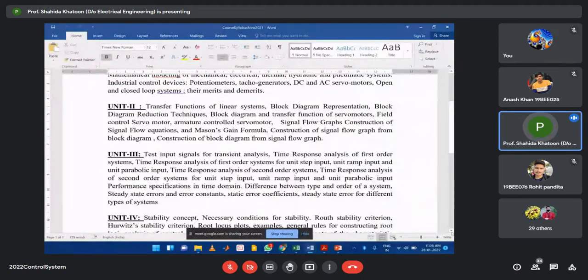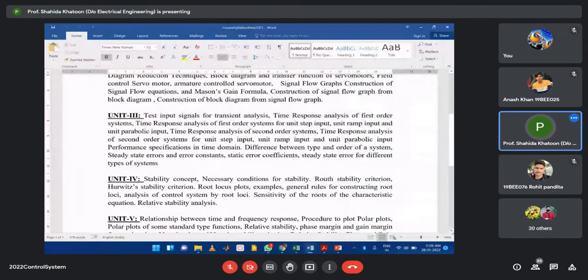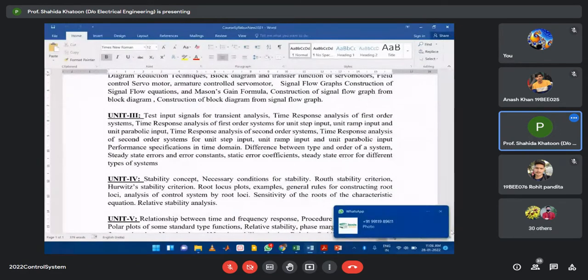Okay, unit 3 we will study about test input signals for transient analysis, time response analysis for first order system, time response analysis for unit step input, unit ramp input, unit parabolic input, time response analysis for second order system, okay, and similarly time response for unit step, unit ramp, and unit parabolic inputs.